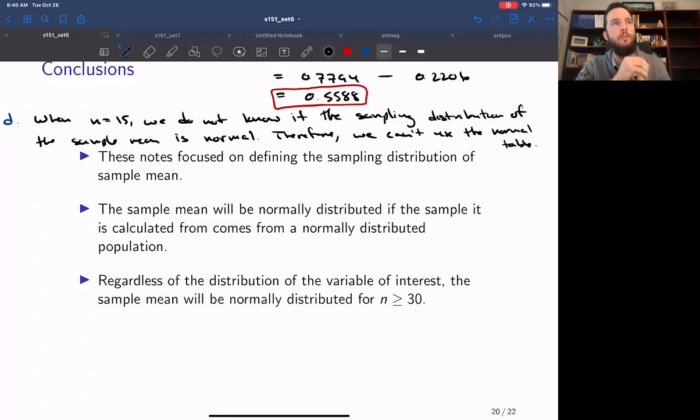Jordan, what formula would you use for 3F? I would use the binomial probability formula.